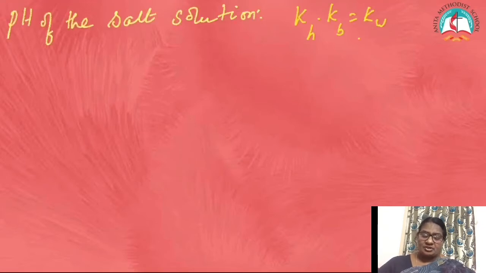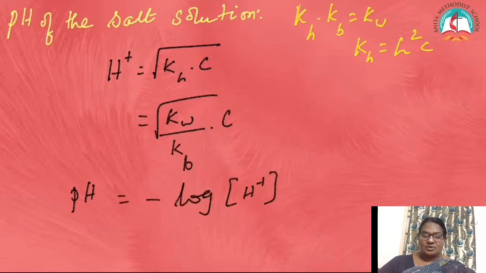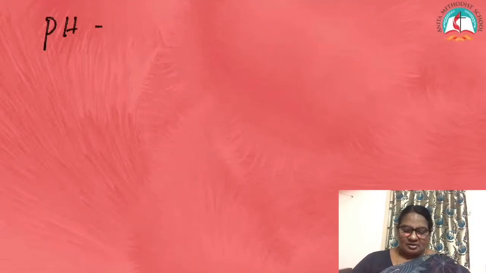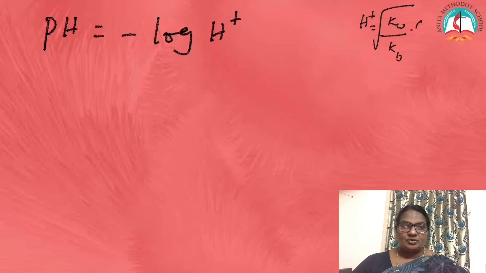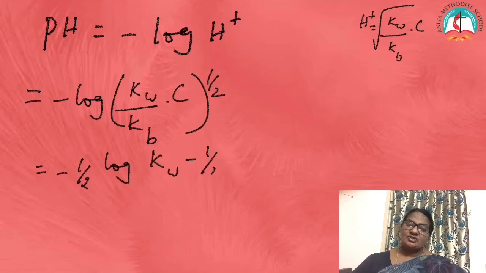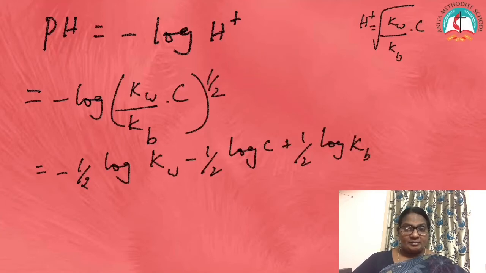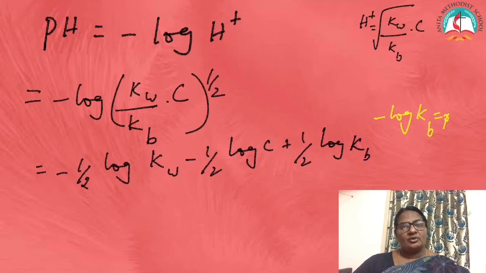We know from Ostwald's dilution law, just like that, I can write H plus is equal to root of Kh into C. So we are going to calculate the pH. We know pH is equal to minus log H plus. We already know that H plus is equal to root of Kw by Kb into C. Now let us substitute this value in this equation. So I get pH equal to minus half log of Kw by Kb into C. On expansion, we get half log Kw minus half log C plus half log Kb. We already know the value of Kw is equal to 10 to the power minus 14, and minus log Kb is equal to pKb.